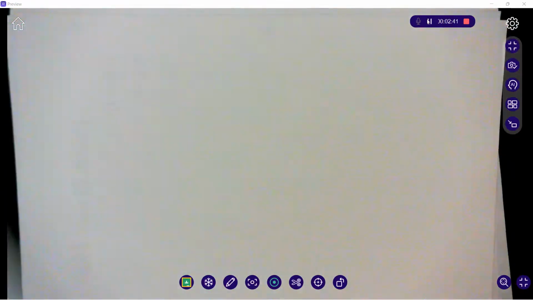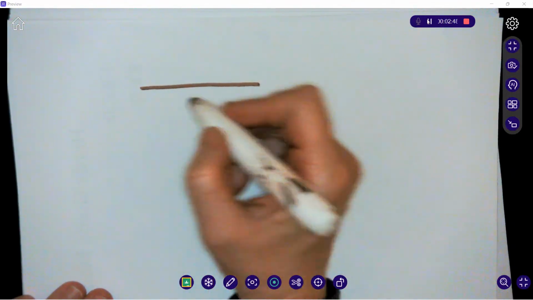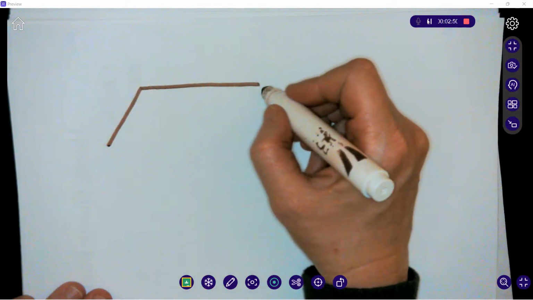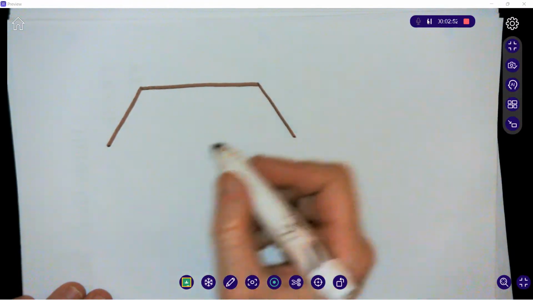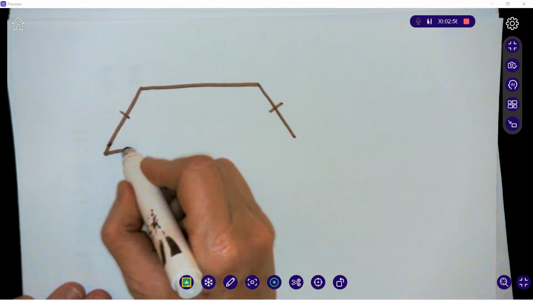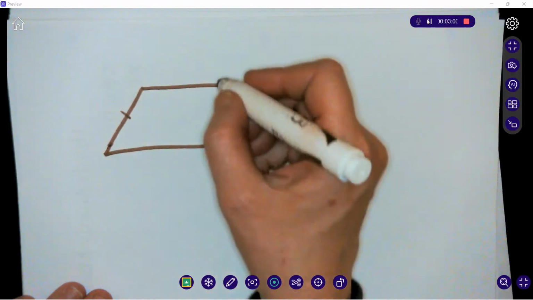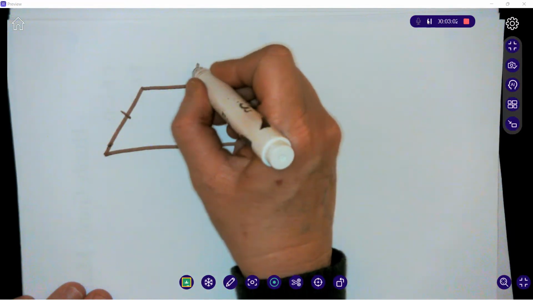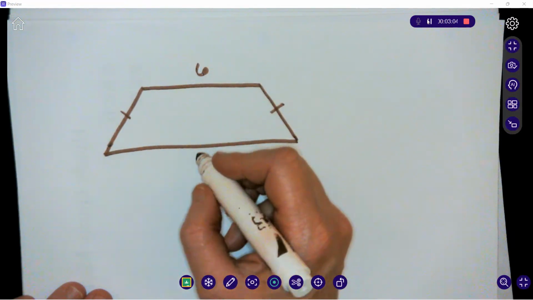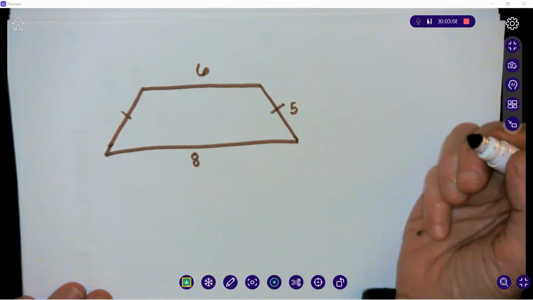Okay, it can get a little bit trickier. Let's look at this trapezoid. This trapezoid is an isosceles trapezoid. So that means that the two legs are equal. This leg is equal to this leg. Okay? And in this problem, they tell you that this base is 6 and this base is 8 and that the legs are 5. And they want to know the area.